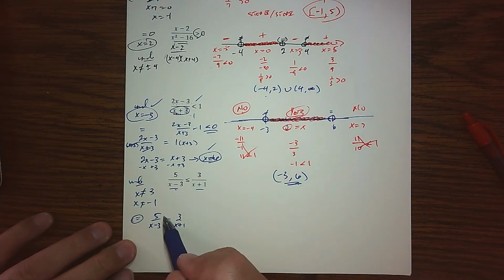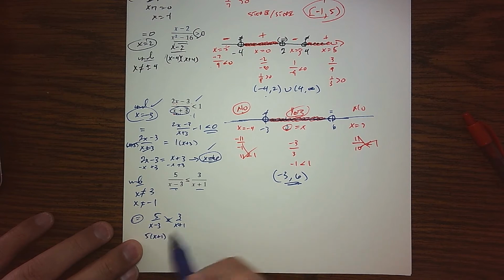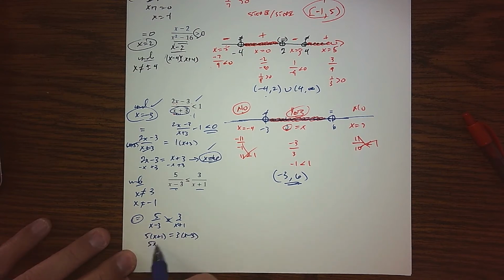And I think a quick cross multiplication is due here. So 5 times x plus 1 is 3x minus 3. This is 5x plus 5, 3x minus 9. If I subtract 3x from both sides and subtract 5 from both sides, I think we get 2x equals, what is that going to be, -14. Dividing both sides by 2, we get x equals -7.